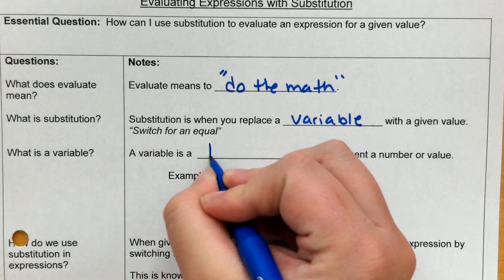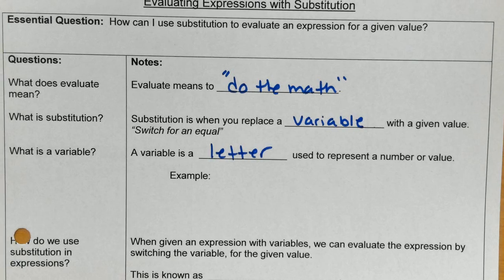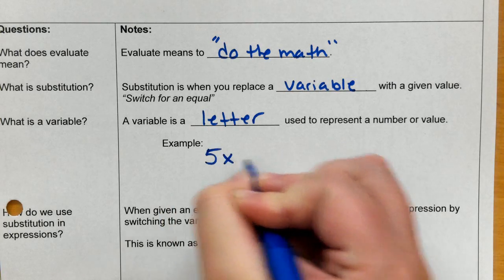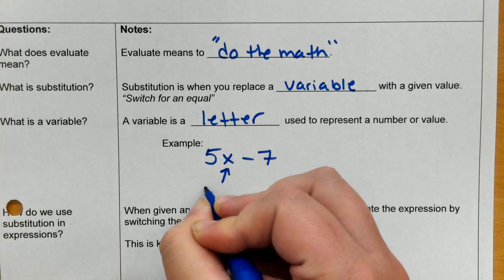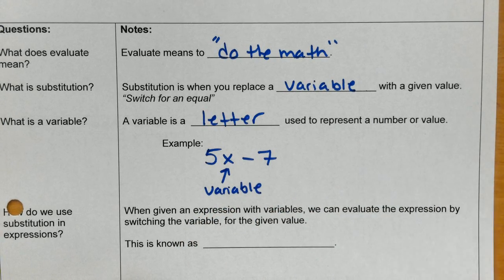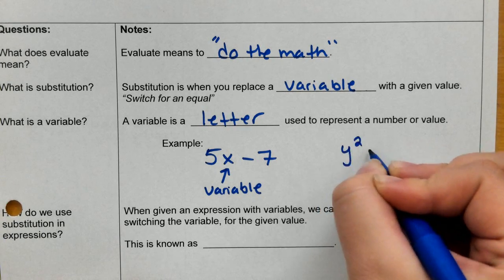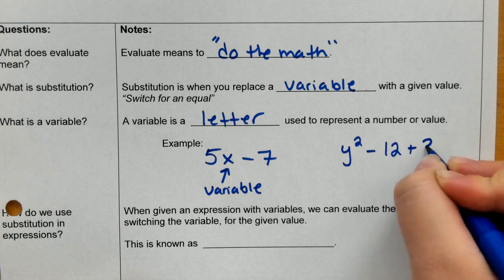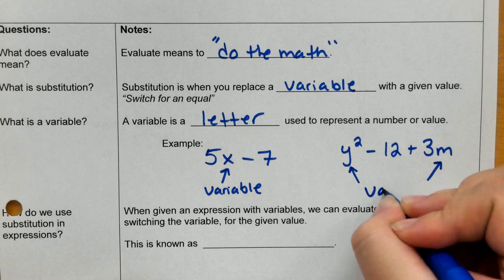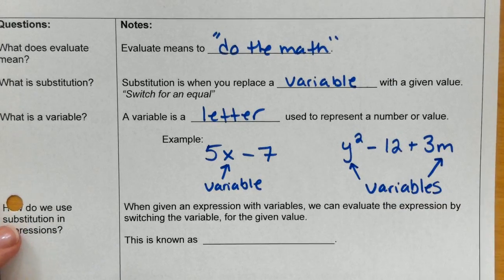A variable is just a letter that we use to represent a number or value. For example, if we have 5x minus 7, x is our variable. We might have an expression with more than one. We might have something like y squared minus 12 plus 3m. And in that case, we have y and we have m. We have two variables in that expression.